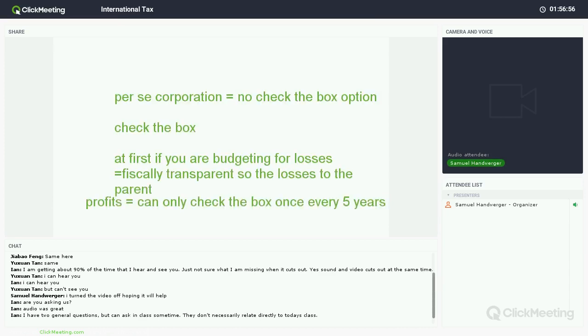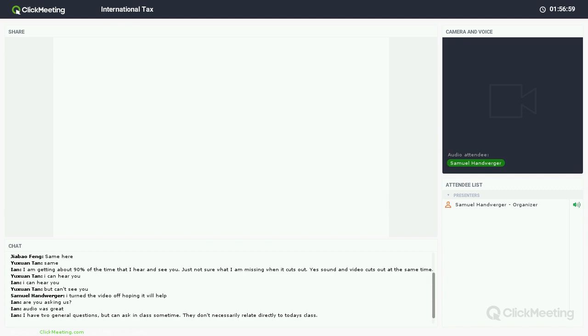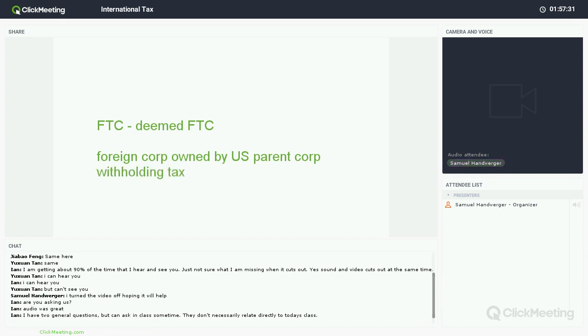All right, and then we learned about the fact that the foreign tax credit has a deemed credit. Why did we need to learn that? Because when you are dealing with a foreign corporation owned by a U.S. parent corporation, there may be withholding tax paid with the dividend, maybe, and that's going to be eligible for the foreign tax credit.